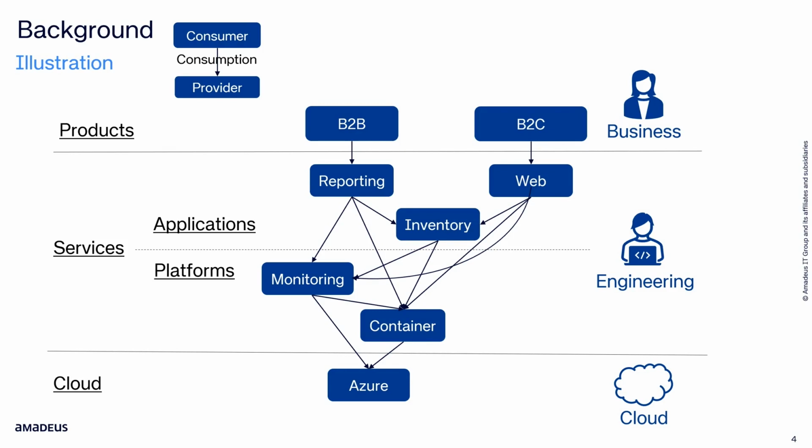As an illustration, here is an academic example where a product named B2B is implemented by a reporting application and a product named B2C is implemented by a web application. The reporting application and the web application call a shared inventory application. All applications use shared container and monitoring platforms. The monitoring platform runs on the container platform, and it also uses some resources directly in Azure Cloud. The container platform runs directly on Azure Cloud.